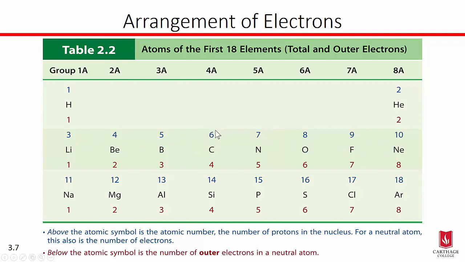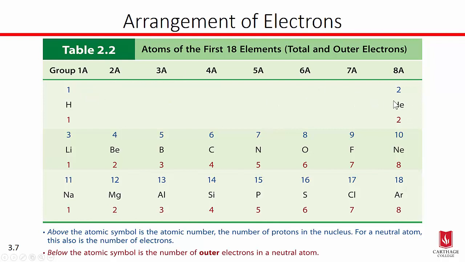Okay, so carbon is element number 6. It has 6 protons. That's the definition of a carbon atom, it has 6 protons. If it's neutral, it also has 6 electrons. Okay. So that's the numbers in blue. The numbers in red refer to how many electrons are in the outermost shell. So for hydrogen and helium, those numbers are the same. The blue and the red are the same.